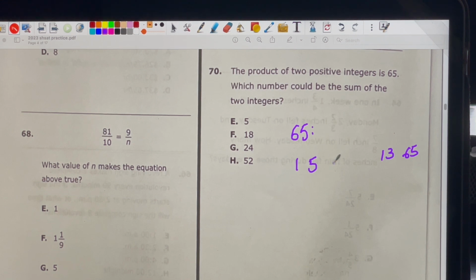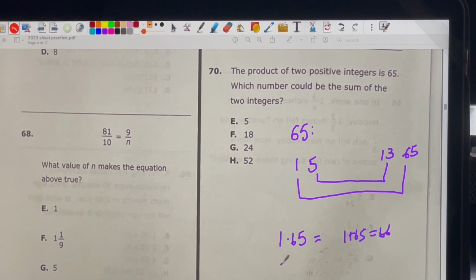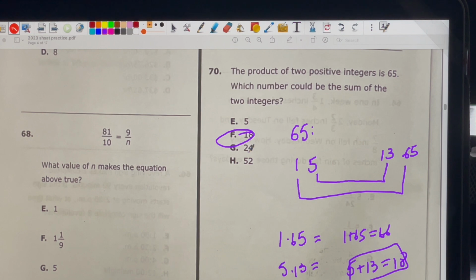6, no. 7, 8, 9, 10, no. So here are my pairs. Of these, if I add 1 and 65, 1 plus 65 gives me 66. 5 and 13, if I add those two numbers, I get 18. So there we go. If I take that pair of factors, 5 times 13, which is 65, and I add the factors, I get 18. Nothing else. I don't think, am I missing another pair of factors that equals 65? No.